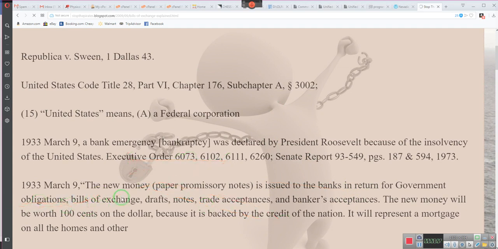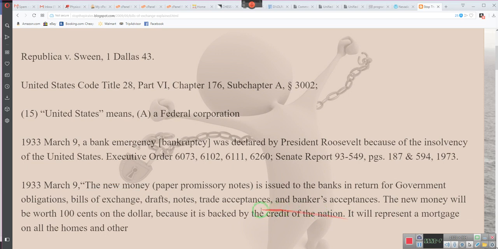On March 9th, the new money, paper promissory notes. Okay, well, there's another new money, and it's dollar bills. It is issued to the banks in return for government obligations. Government obligations, pay attention. Bills of exchange in return for government obligation. Bills of exchange, not government bills of exchange, but bills of exchange, drafts, notes, trade acceptances, and bankers' acceptances. The new money, credit, not promissory notes, credit, will be worth 100 cents on a dollar because it is backed by the credit of the nation.